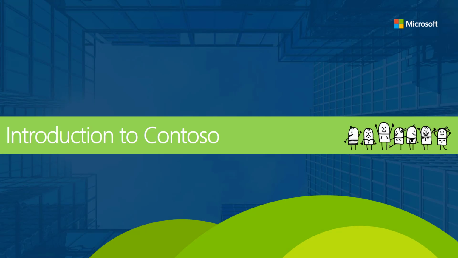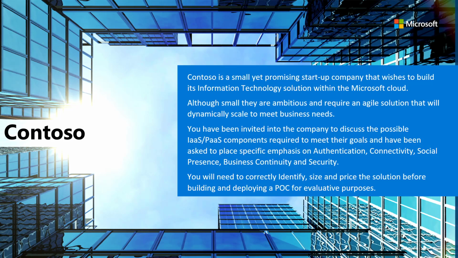Let's now take a look at Contoso, our fictitious company that we will use for the remainder of this course. Contoso is a small yet promising startup company that wishes to build its information technology solution within the Microsoft Cloud. Although small, they are ambitious and require an agile solution that will dynamically scale to meet the business need. You have been invited into the company to discuss the possible IaaS and PaaS components required to meet their goals and have been asked to place specific emphasis on authentication, connectivity, social presence, business continuity, and security. You will need to correctly identify, size, and price the solution before building and deploying a proof of concept for evaluative purposes.